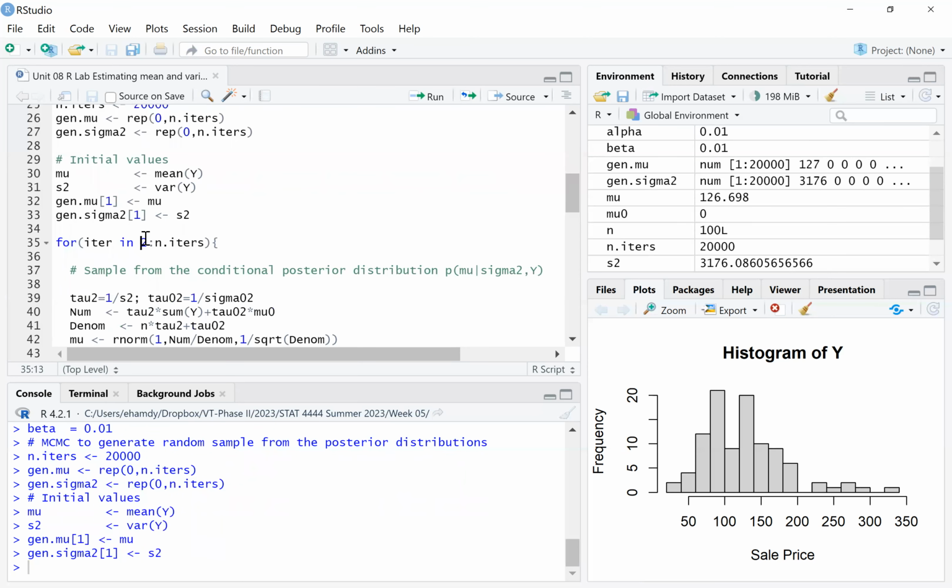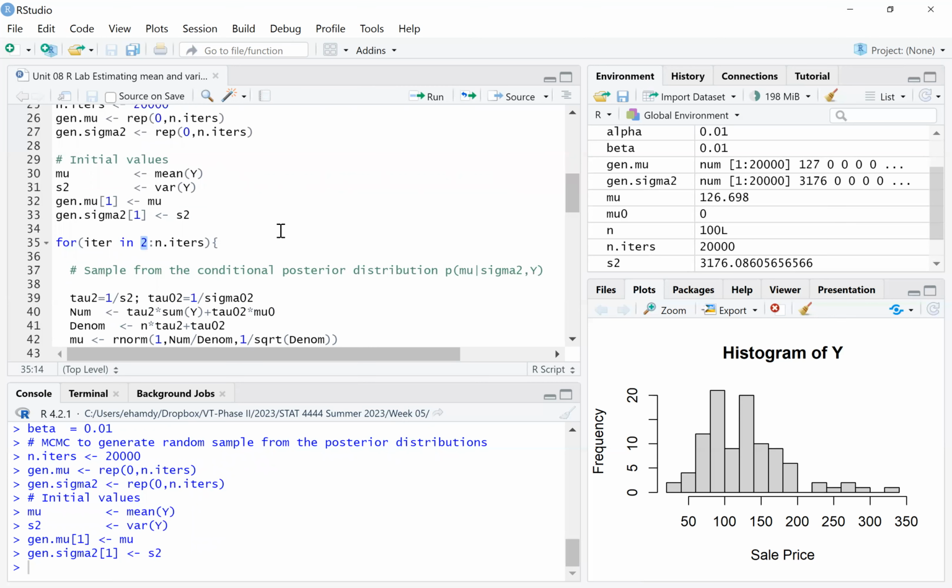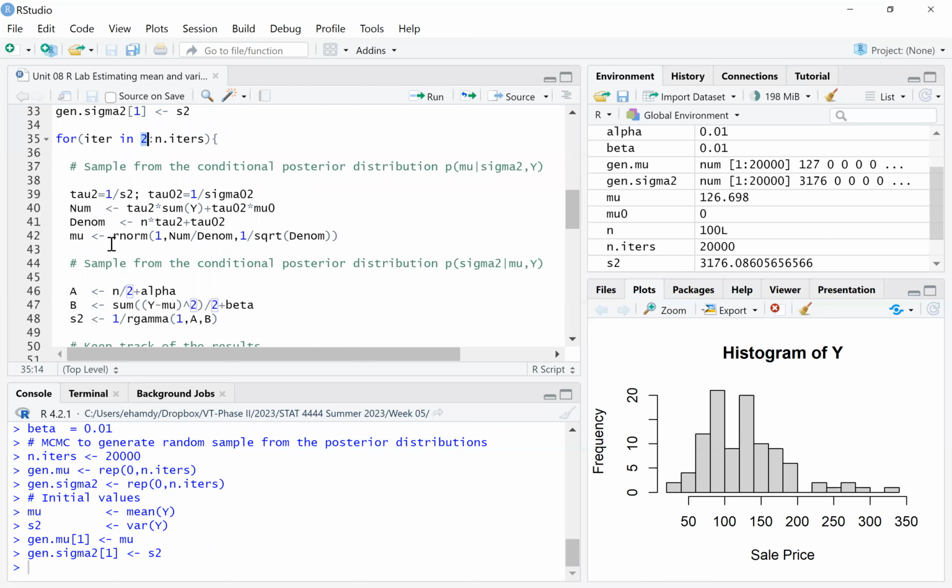And then, starting from iteration 2, because on iteration 1 we have these two initial values. Given mu, I will randomly select a value from the conditional posterior distribution of sigma squared. Given sigma squared, I will generate a random value from the conjugate conditional posterior distribution of mu. So let me explain this one. Mu is randomly selected from a normal distribution, only one value, from this mean and this variance. So the mean is this one divided by this one.